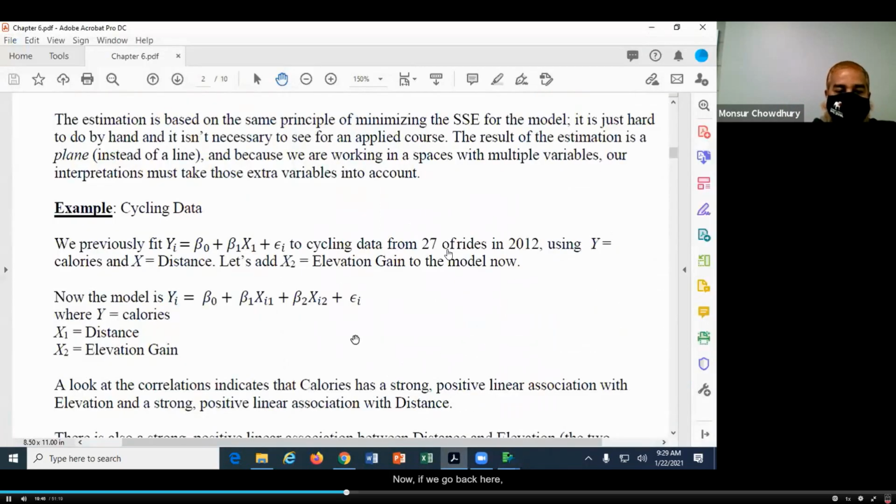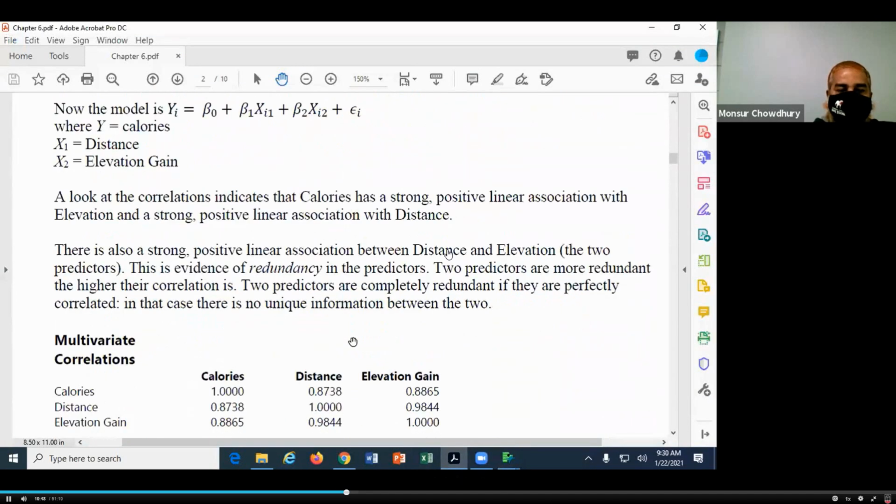Now if we go back here, we see that correlation indicates that the calories has a strong positive linear association with elevation and a strong positive linear association with distance. So we have seen that they are both highly correlated. There is a correlation between distance and the calories, and elevation gain and the calories.